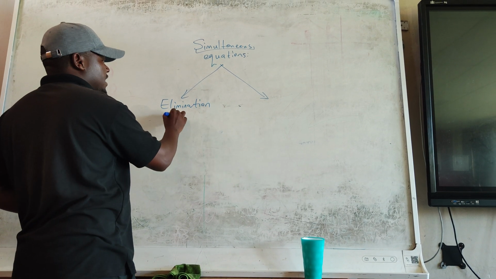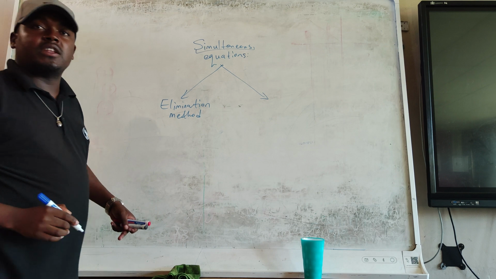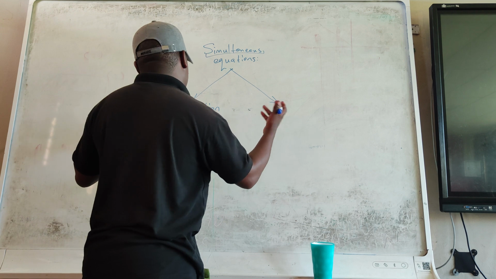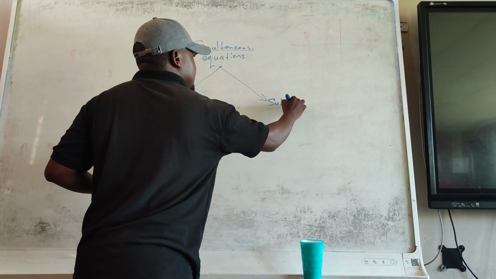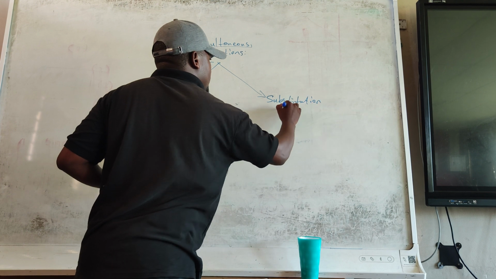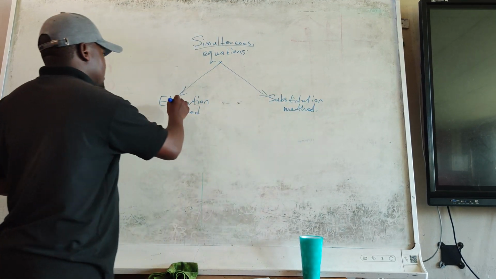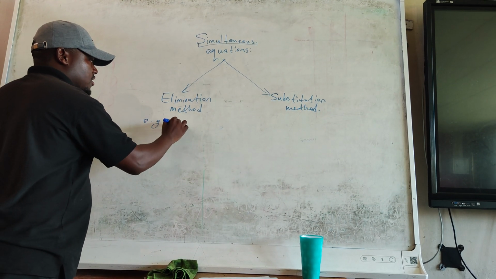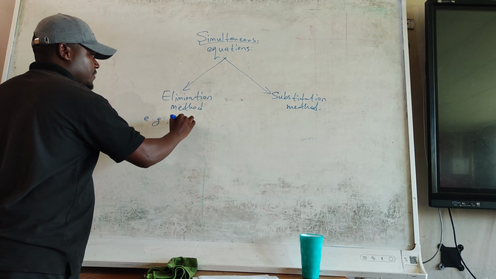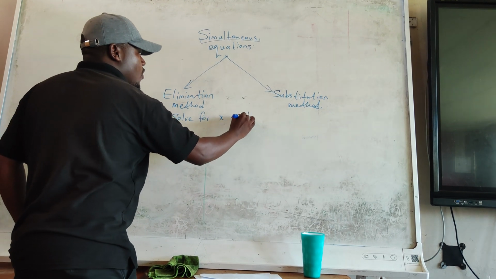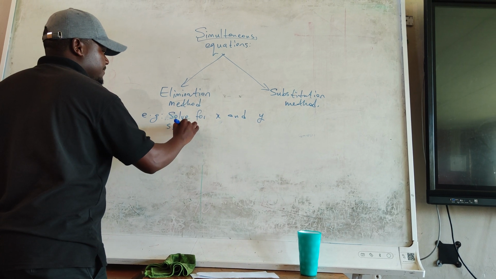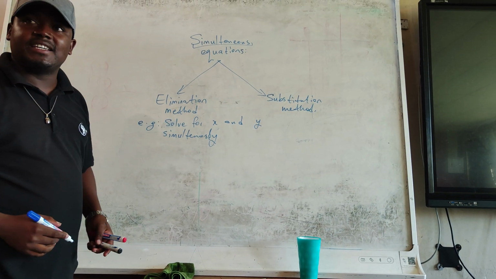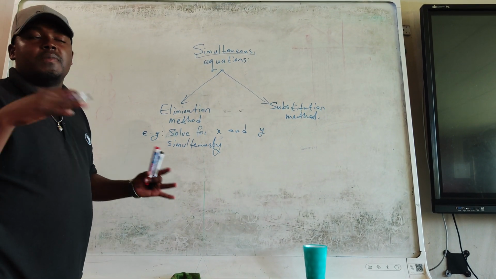Here we are trying to eliminate one of the variables that we are dealing with. The variable can be x, a, y, b, q or p. Then there is also what we call the substitution method, which I'm going to do later on, not now. For the elimination method, the question will say calculate, or solve for x and y simultaneously, and perhaps specify using the elimination method, or it might not specify.